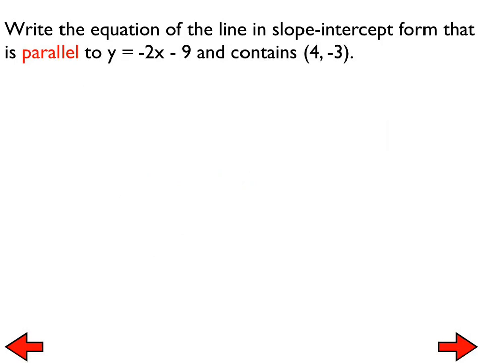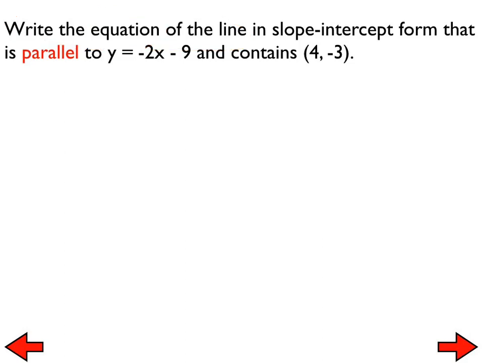Next problem. Write the equation of the line in slope-intercept form that is parallel to y equals -2x minus 9 and contains (4, -3). 3 lessons ago, when we learned how to write equations of lines with the point-slope equation, I told you every single lesson afterwards we would need to utilize that, because I also stated that any time we're asked to write the equation of a line, that's what we would need to use.